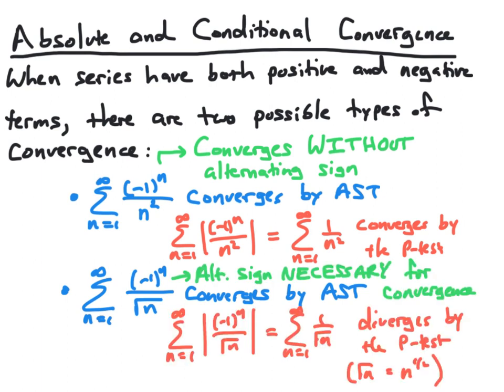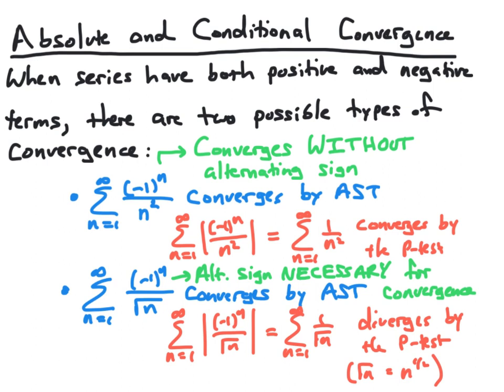On the other hand, for the series (-1)^n over the square root of n, if we do something similar and take the series of absolute values, we get the sum from n equals 1 to infinity of 1 over the square root of n. Since the square root of n is equal to n to the 1/2 power, this is a p-series that diverges by the p-test, since here the p-value is 1/2 and 1/2 is less than 1.